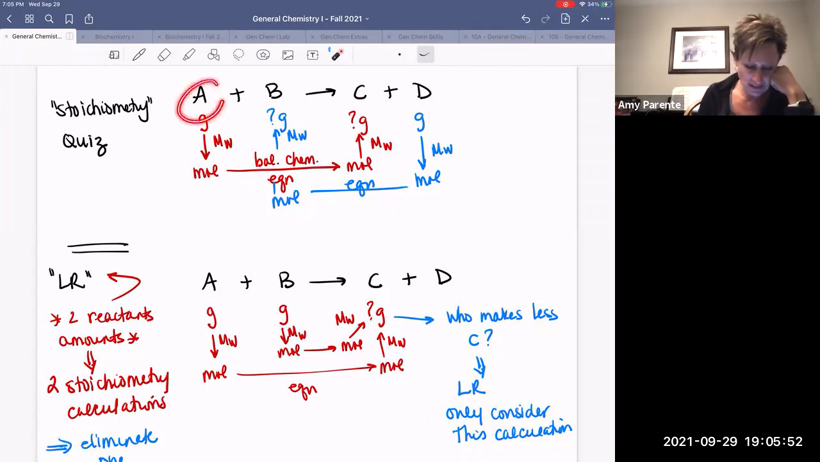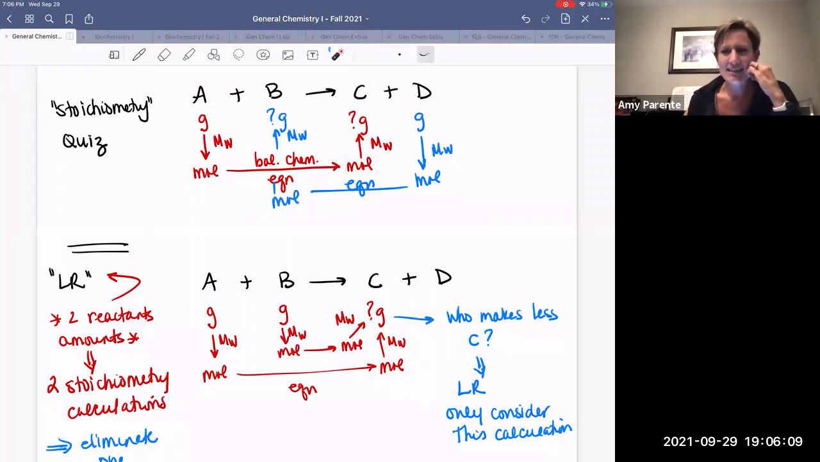So for example, with the red line here, you might be given a mass of one reactant, and I'm going to ask you how much product could be made from that amount of reactant. Now, because I'm only giving you quantities of one reactant, that's a red flag indicating this is not a limiting reactant problem, because I only have information about one of the reactants.